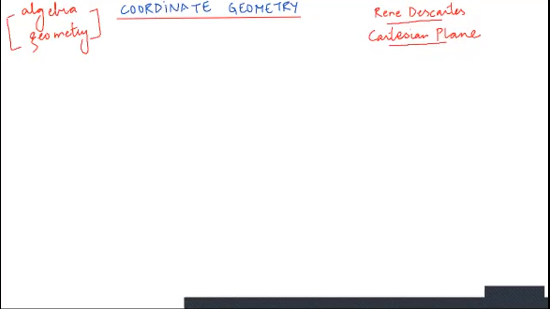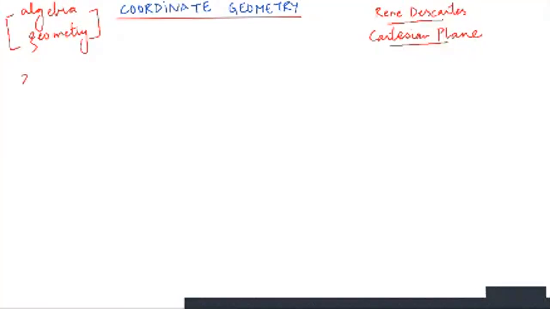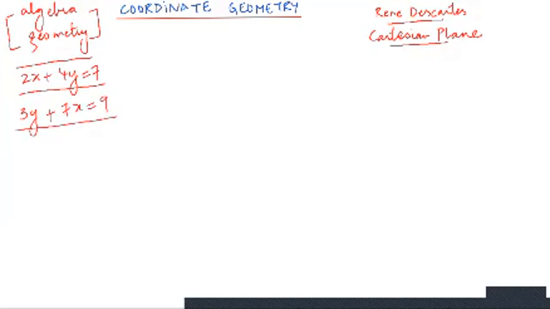Let us say a person knows a linear equation 2x plus 4y is equal to 7. Now, in case this person has knowledge of coordinate geometry, he can plot this equation on the graph paper, which needs the skill of geometry. And then if we have two equations, let's say we have equations 3y plus 7x is equal to 9. Now these equations are different. They are both linear equations. Their representation on the coordinate axis will also be different.